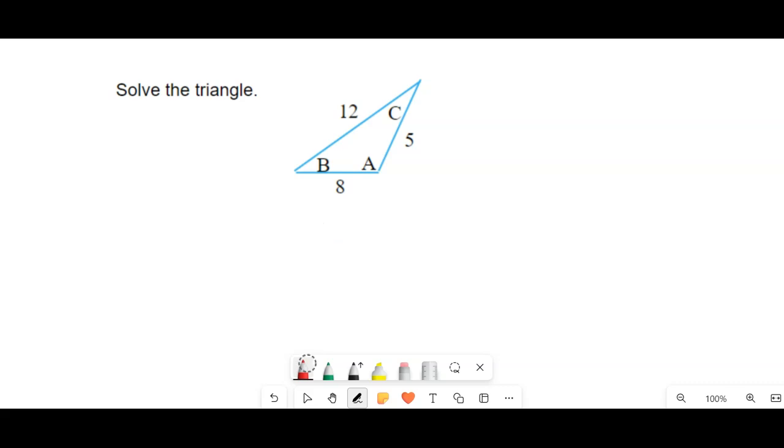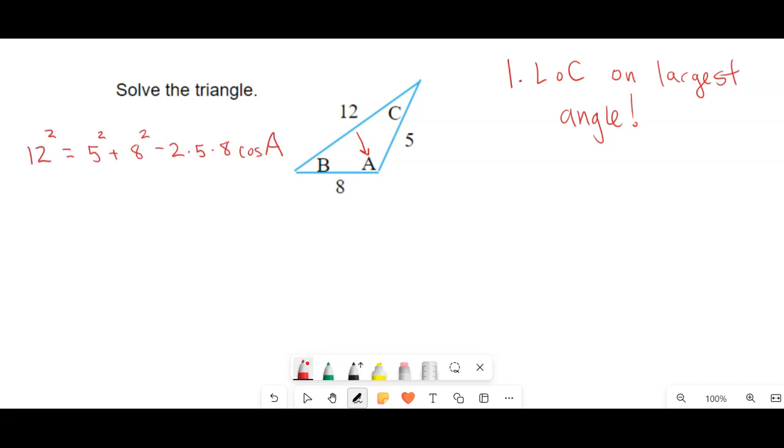So when we do this, we want to start off with the law of cosines, and we want to use the largest angle. The largest angle is going to be the angle opposite the largest side. Don't always go by the picture, go by the side length. So 12 is the largest side length, so angle A is what we're going to be setting up and solving for. So there's what I would set up.